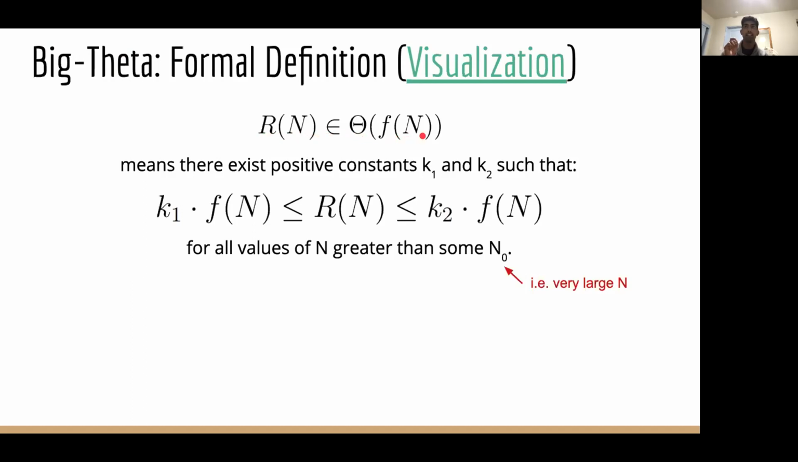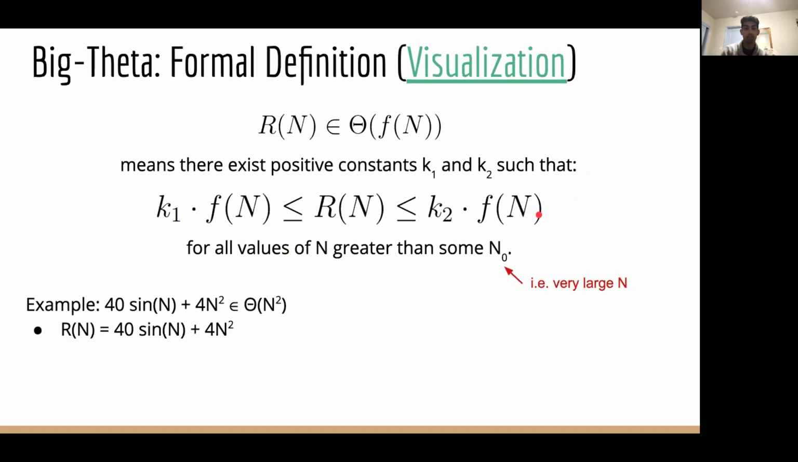What this is officially saying mathematically is there exist positive constants k1 and k2 such that r of n is bounded with the lower bound of k1 times f of n and an upper bound of k2 times f of n. Okay, so if this doesn't make sense, totally okay. We'll look at a quick example.